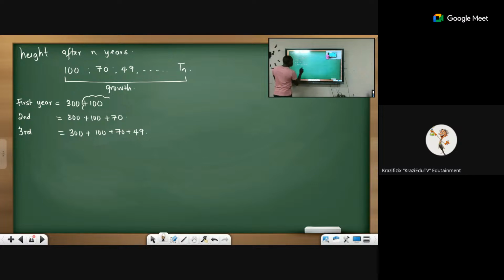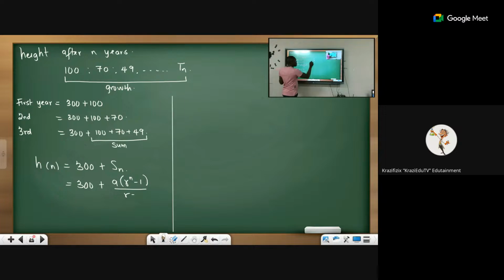Okay, let me do this. What is this? This is what? Sum. Because it's 100, then it grew 70. Ah, nice. So the height, I'm going to pause a little bit here, will be 300 plus S_n. What's our formula? What would that be?